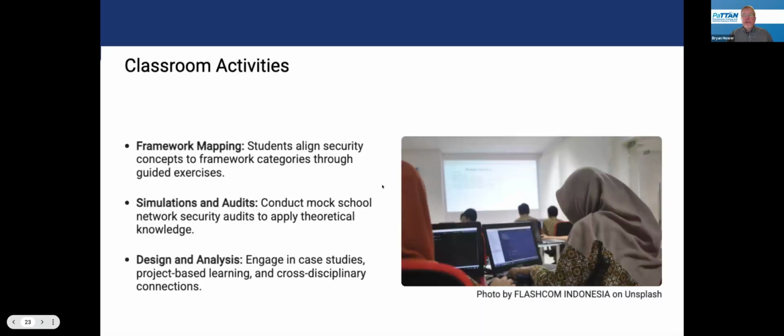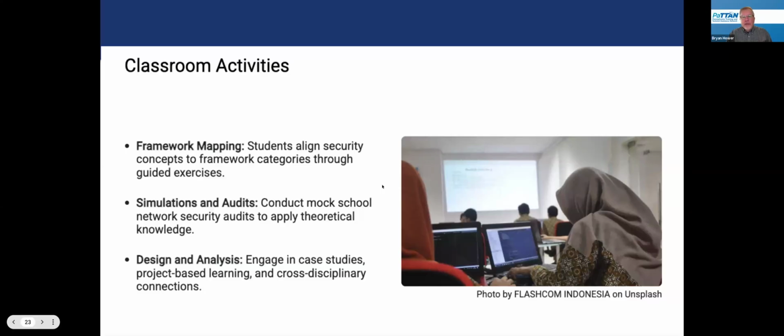To make frameworks truly meaningful, educators can bring them into the classroom through interactive hands-on activities. Mapping exercises, which I talked about, help students connect theory with structure, reinforcing understanding of how individual concepts fit into larger frameworks. Simulated audits are another powerful approach. Students can assess digital safety in their own school environment, identify threats, recommend solutions, and learn how to apply frameworks like SIS and NIST in real-world scenarios.